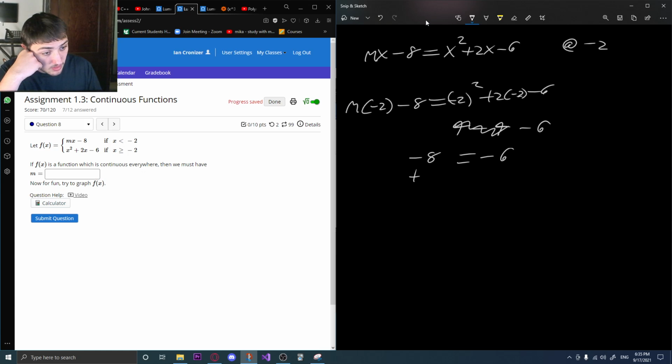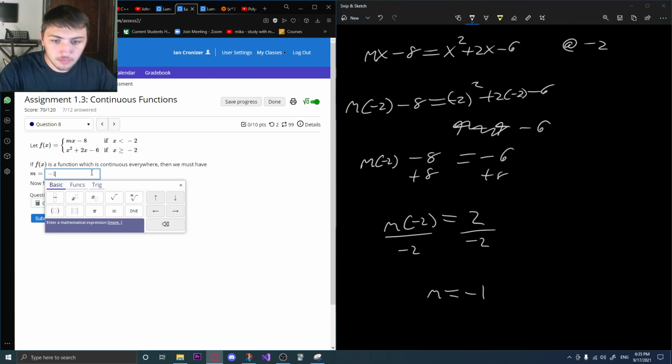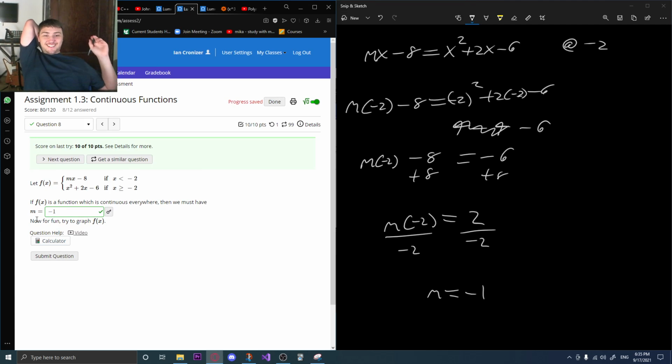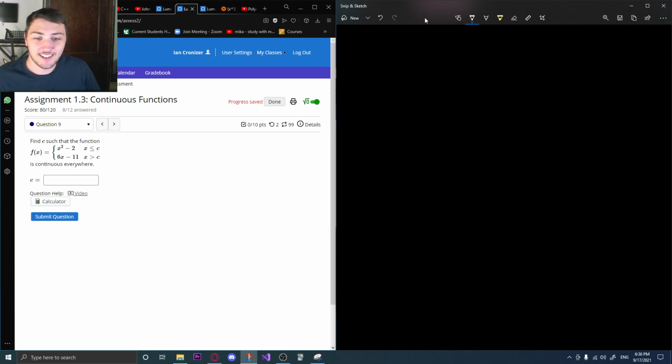So what we could do is add 8 to both sides. So m times negative 2 equals 2. And divide both sides by negative 2. So that m equals negative 1. Yeah. Oh, that's so good. Sweet. Oh, that's so good. Alright.